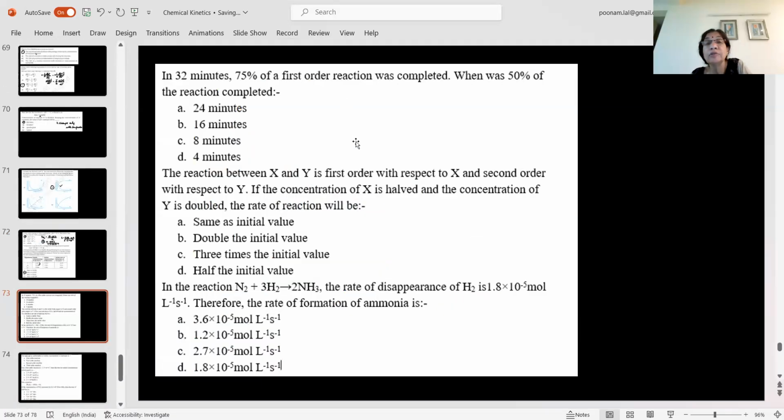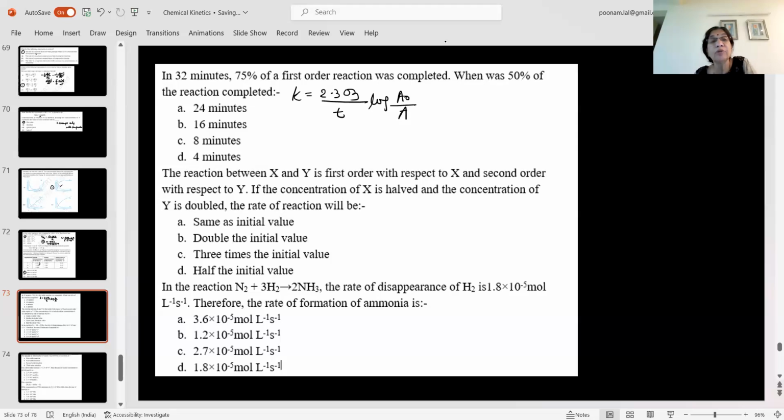Now look at the next question. Now try this one the same way as I did the first one. In 32 minutes, 75% of a first order reaction was completed. When was 50% of the reaction completed? So first, using the first line, you have to find the rate constant. How will you find the rate constant? K is equal to 2.303 by t log of A0 by A. So what will K be equal to?